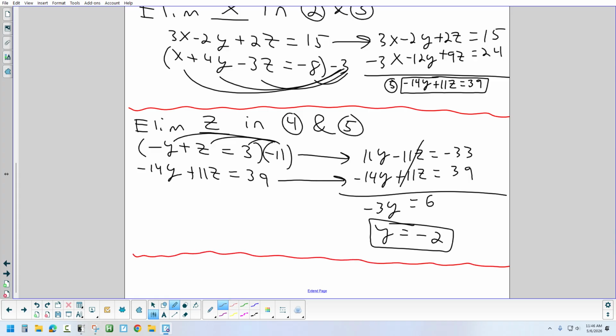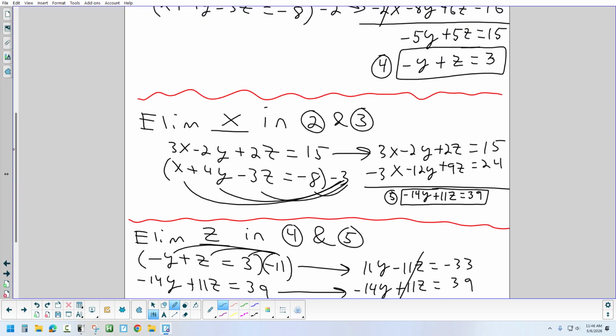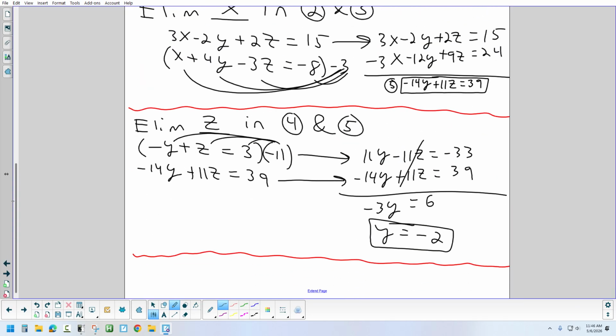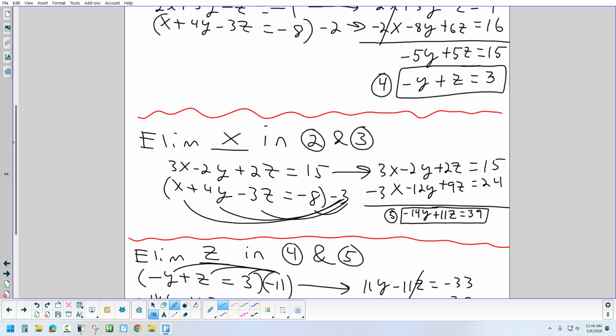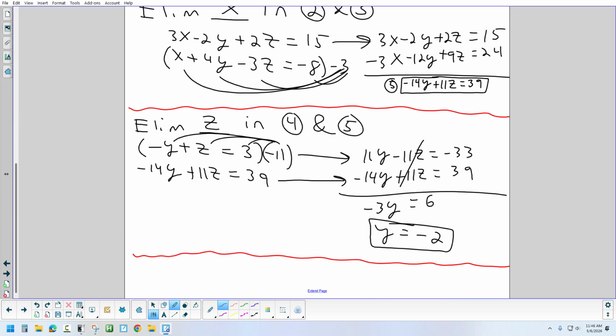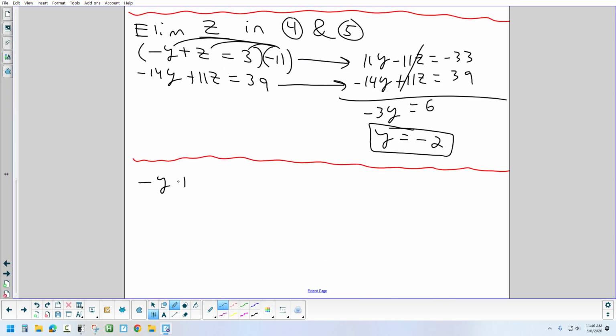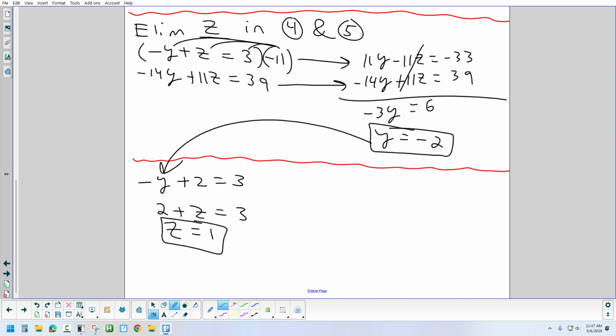Okay, and now once you get your first answer, you're like 90% of the way done. We've done most of the work, we just have to start plugging back in. So the next letter I would solve for is z, and I would plug into equation 4. Negative y plus z equals 3. And plug that in right there. So negative negative 2, and that means z is 1. Okay, so now we've got z.